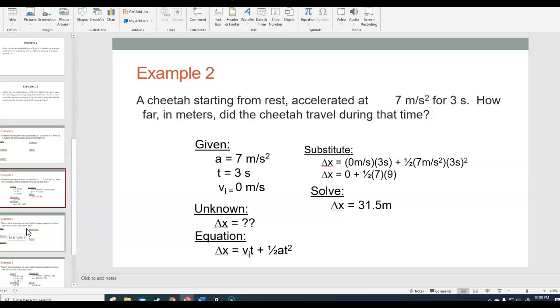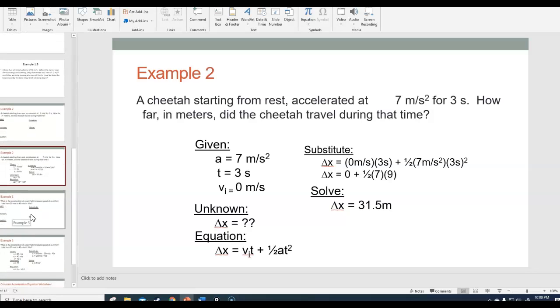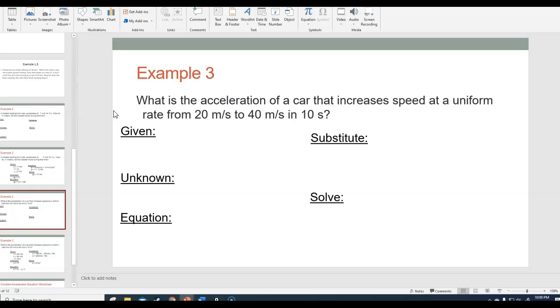Okay, I want you to try to do one more example on your own, and that's going to be example 3. Okay, pause it here if you need to finish looking at example 2. Okay, so example 3. Again, try to do example 3 on your own. Okay, the question says, what is the acceleration of a car that increases speed at a uniform rate from 20 meters per second to 40 meters per second in 10 seconds? By the way, at a uniform rate, uniform in this context just means constant. So it's basically saying the acceleration is constant. Okay, which all of these problems are constant acceleration problems. Okay, so pause it here, try example 3 on your own.